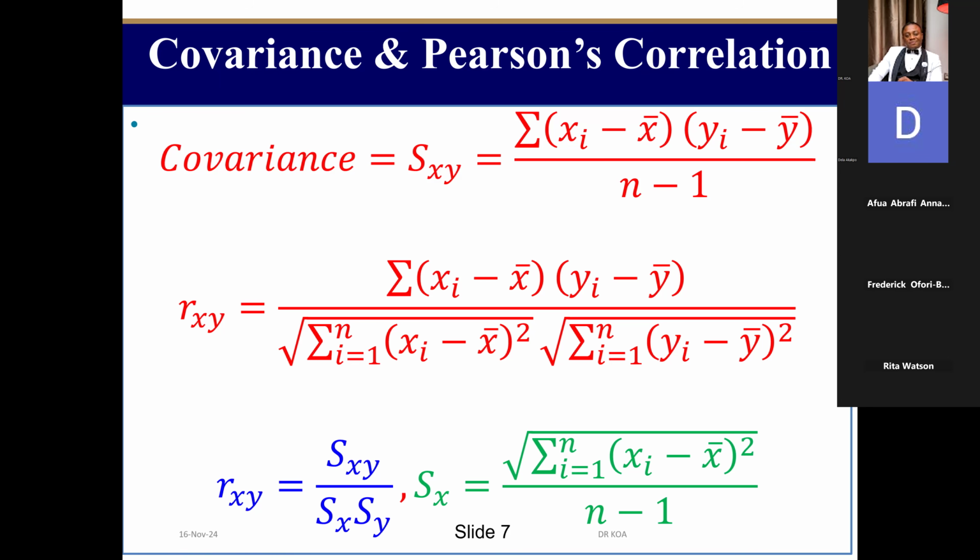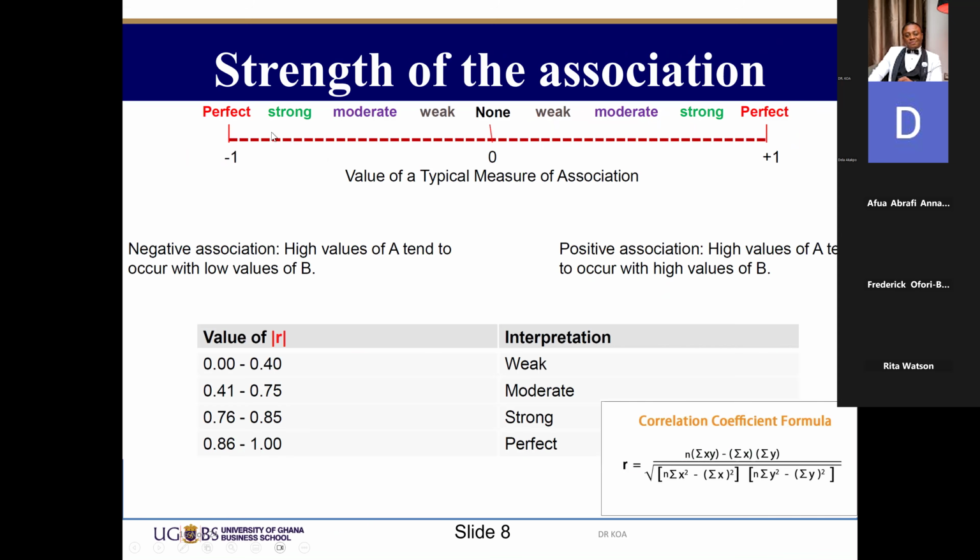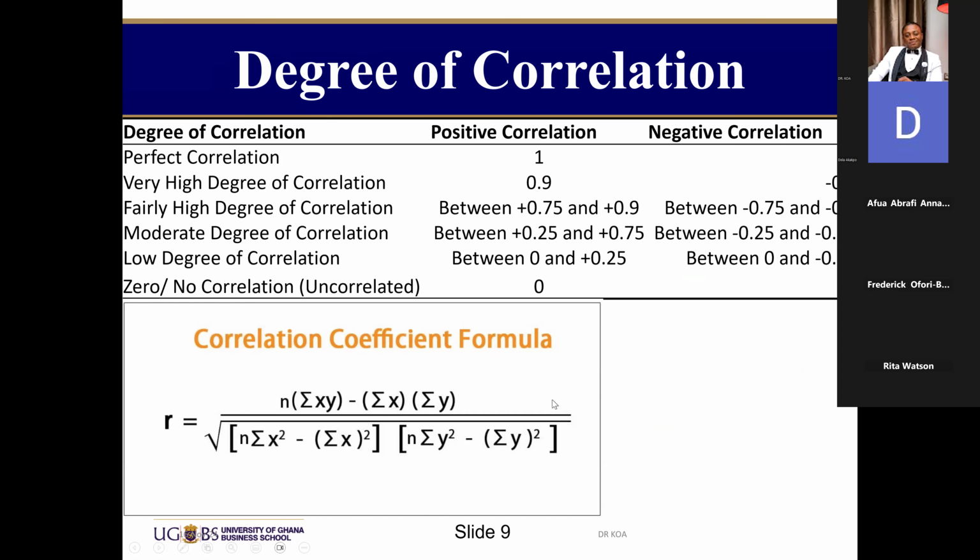Okay. Now you can calculate that, but note the strength of the association carefully. It can be perfectly negative, strongly negative, moderately negative, weakly negative, or no correlation. And then you can move upward as well. Note that the correlation is said to be weak when it is between 0 and 0.4, and then the other ranges are shown here. All right, so this is how you normally talk about correlation.